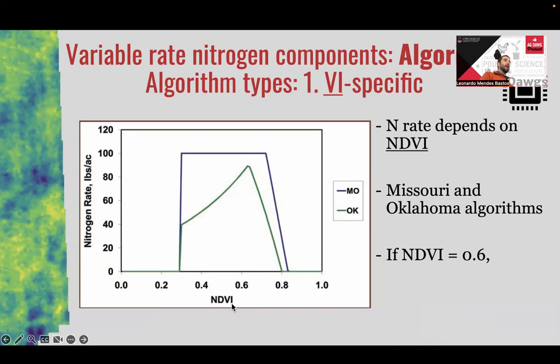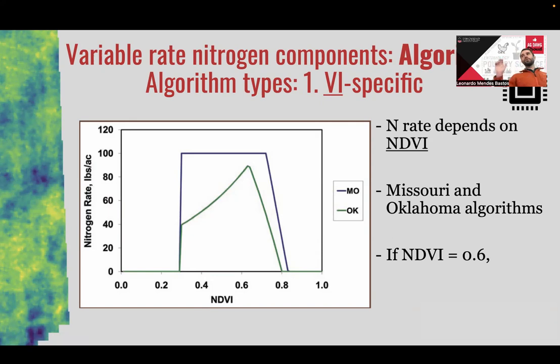So if you do have to use a different vegetation index, this algorithm is basically not valid anymore. You need another study, you need another algorithm for a different vegetation index, right? Which may or may not exist. The other limitation is that these algorithms are normally developed for a specific growth stage.